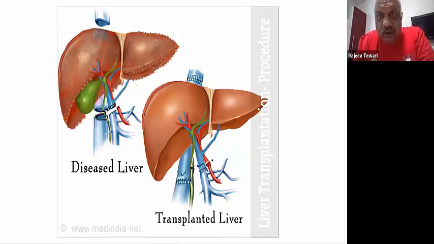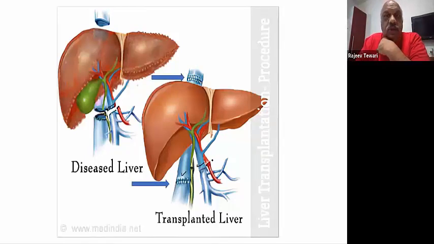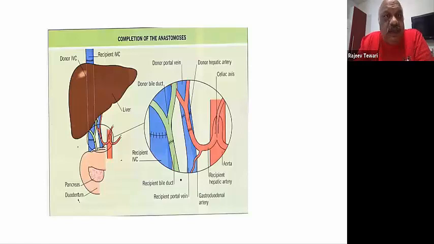Next, the downward arrow. Yeah, so you can see the blue arrows showing simple anastomosis. Next slide, please. Next one. Yeah. So here you can see just anastomosing vena cava to vena cava, hepatic artery, portal vein, bile duct. Now there's a problem. Next slide, please.